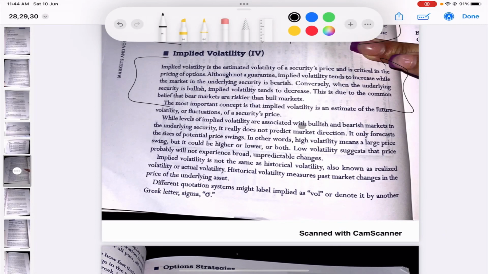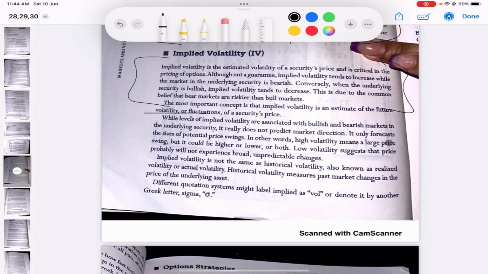The most important concept is that IV is an estimate of the future volatility or fluctuations of a security's price. While levels of implied volatility are associated with bullish and bearish markets, it really does not predict market direction. It does not show you the market direction. IV basically just shows you how volatile the market is. It only forecasts the size of potential price swings. It shows you what's the volatility present in the market, right?